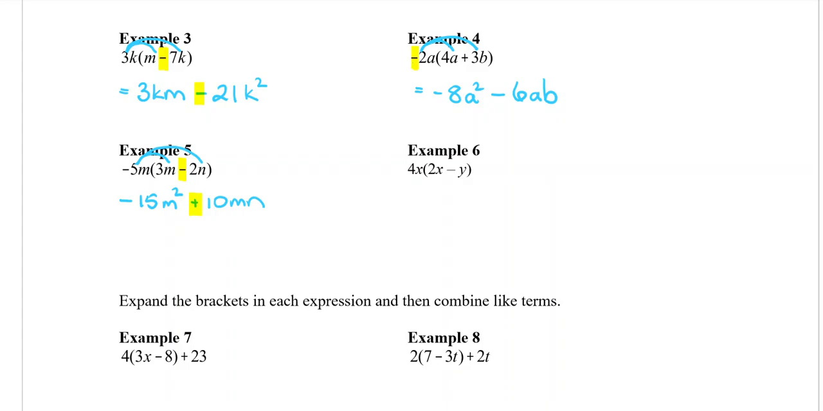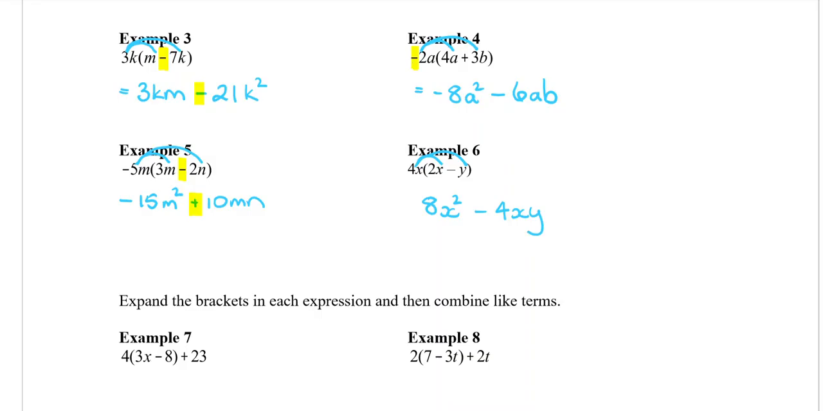And question 6. We have 4x times 2x. 4 times 2 is 8. X times x is x squared. Then 4x times y, we're still going to have the minus sign, will be 4xy.